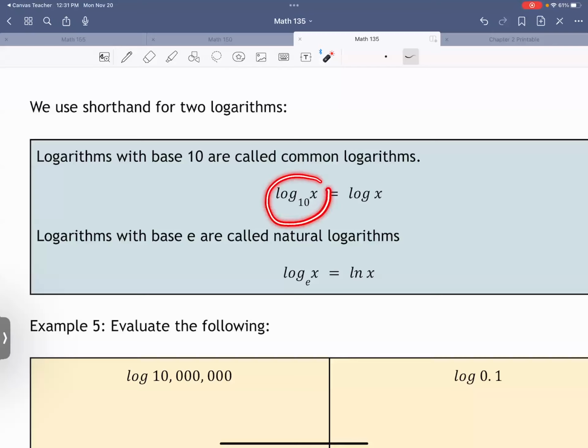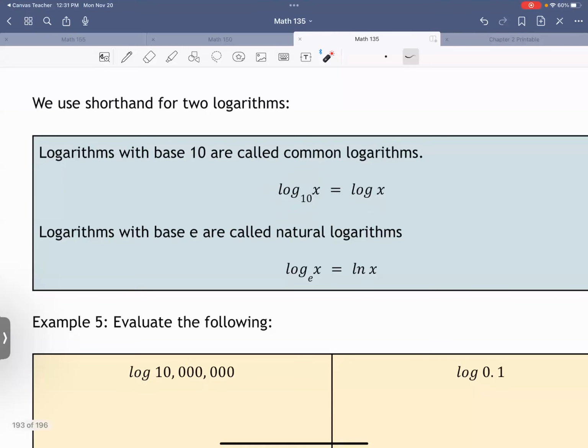Okay, so whenever you see log without anything on it, just know that it means log base 10. It's just that mathematicians are so lazy to work with log base 10 that we don't feel like writing log base 10 all the time. So we just write log x. Whenever you see log x, it's just base 10.